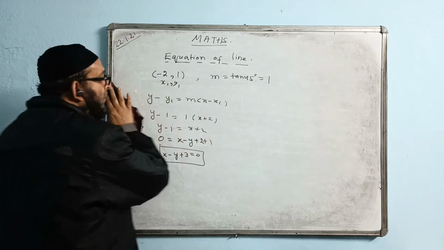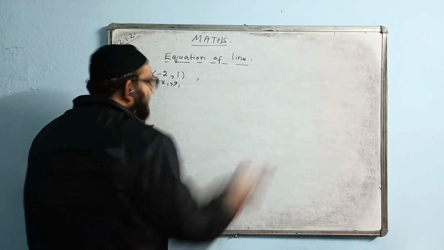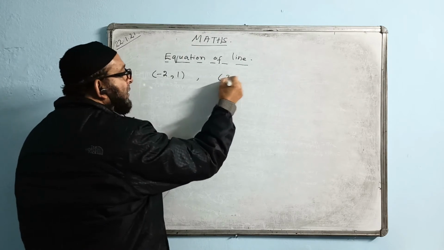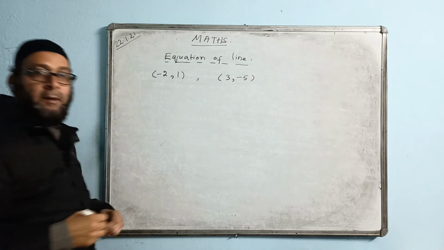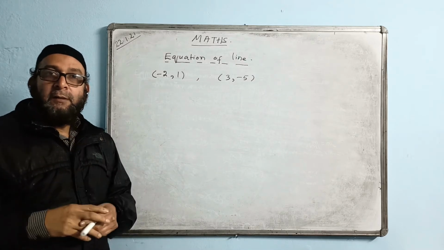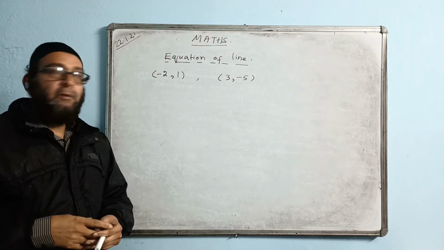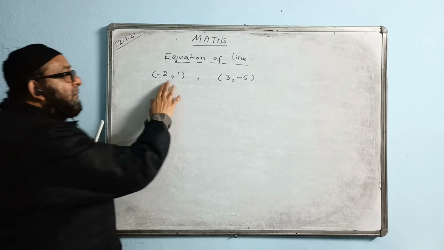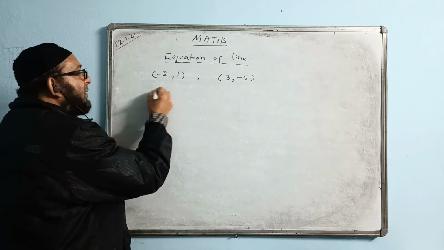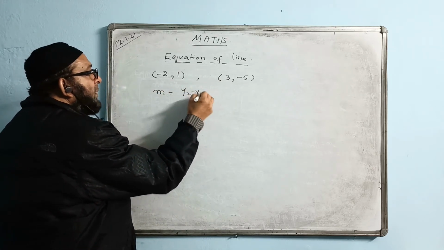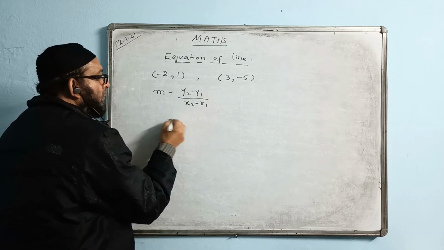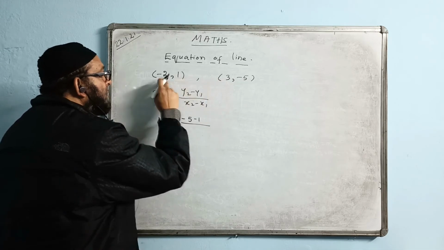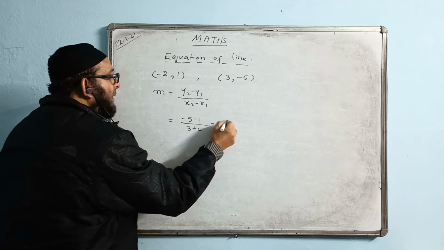Okay, now another question. They may say, find the equation of a line passing through the points (-2, 1) and (3, -5). Two points are given and they are asking to find the equation of the line. So first we will find the slope. Slope is also called gradient. When two points are given, how do we find m? M is not given, so let us find m. We apply the two-point formula: y2 minus y1 by x2 minus x1. This minus this, -5 minus 1, and this minus this, 3 minus (-2) becomes plus 2, so we get -6 by 5.